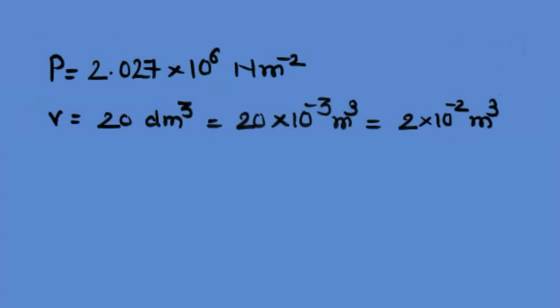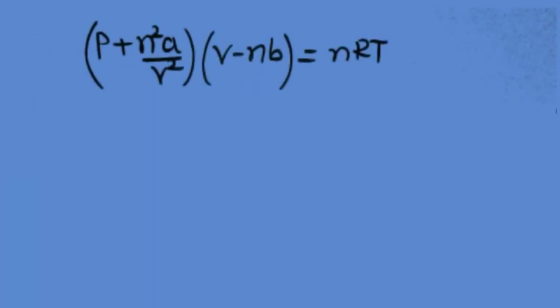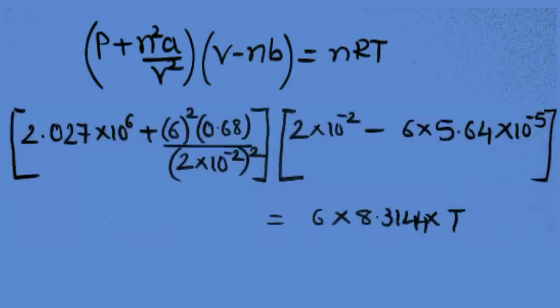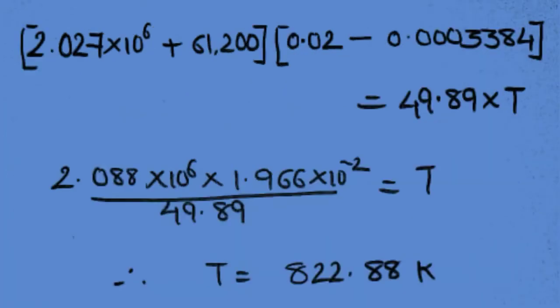Volume is given as 20 dm cube, so we'll convert this to meter cube by multiplying it by 10 raised to minus 3. So it becomes 2 into 10 raised to minus 2 meter cube. Number of moles is 6. We have to calculate the value for temperature. Then we'll write the van der Waals equation: P plus n square A upon V square, V minus nB, equals nRT. So first we'll substitute the given values. Then on further calculation, it gives the value for temperature as 822.88 Kelvin.